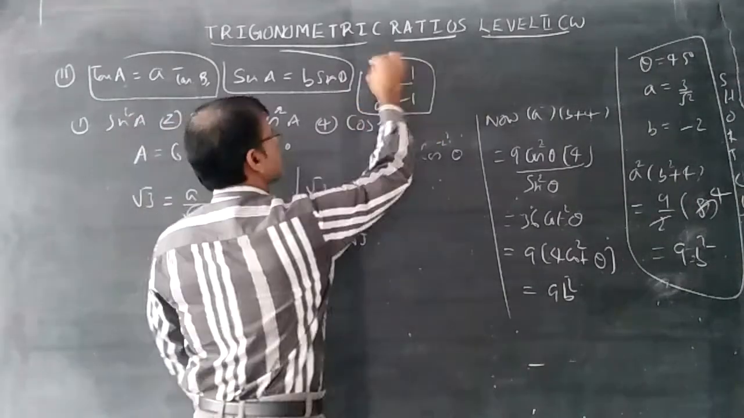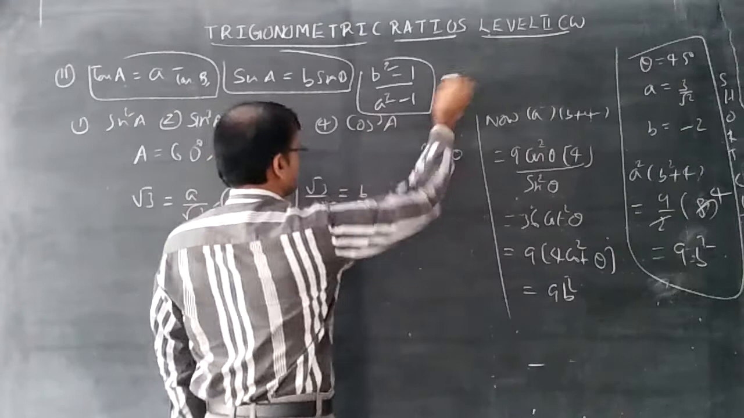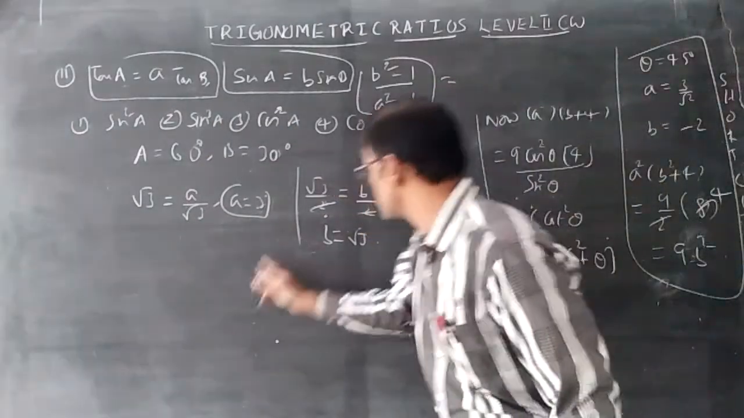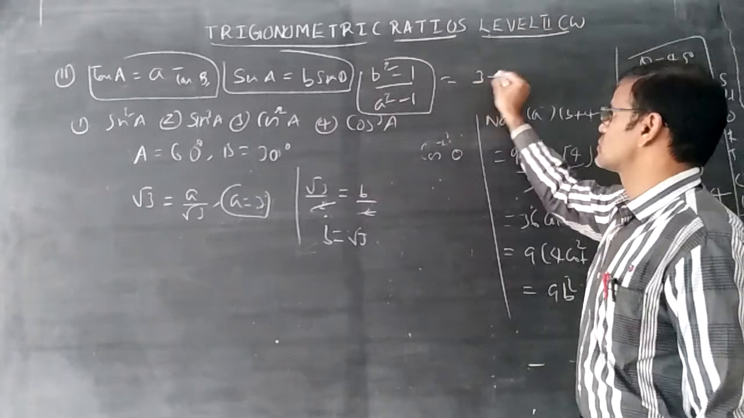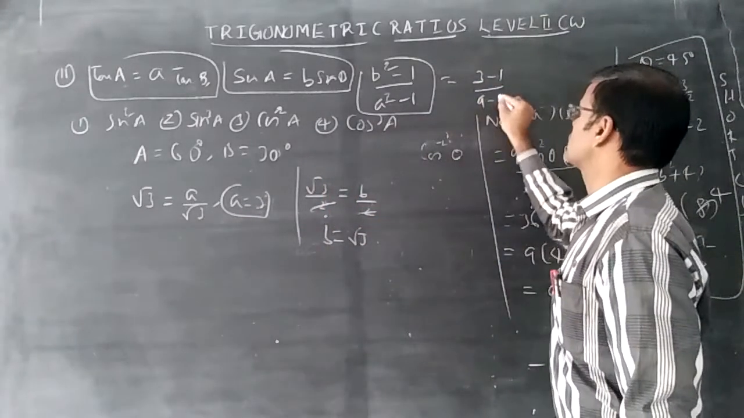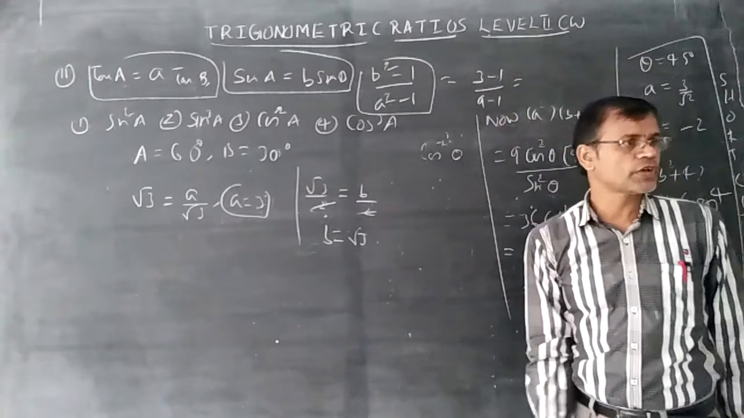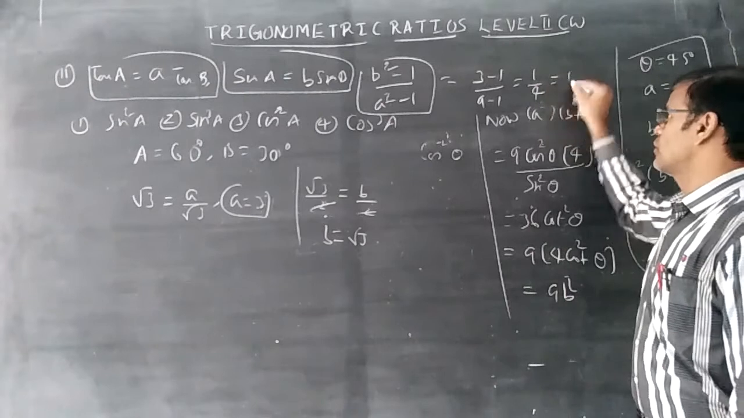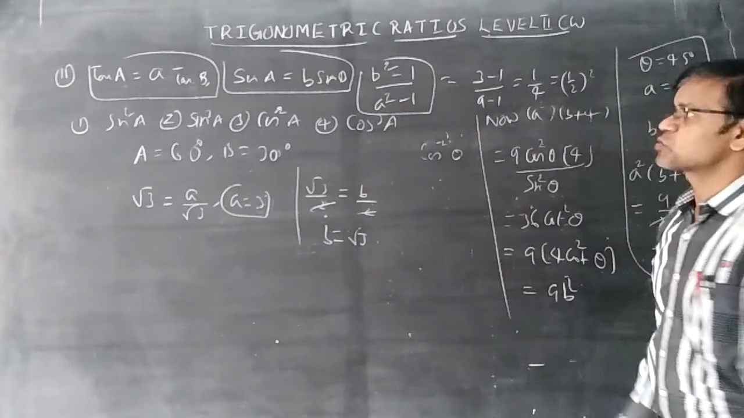Substitute the value of b square minus 1. What is the value of b square here? Root 3 whole square becomes 3. So 3 minus 1 by a square, meaning 3 square, 9 minus 1. 3 minus 1 becomes 2, 9 minus 1 becomes 8. 2 by 8 becomes 1 by 4. Now you can understand it as 1 by 2 whole square.